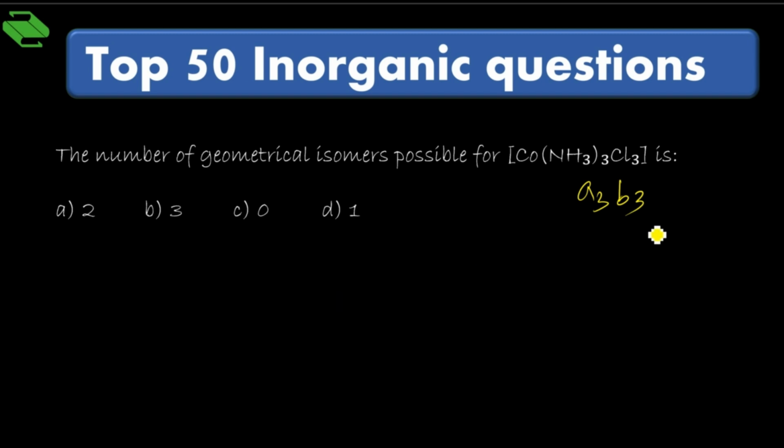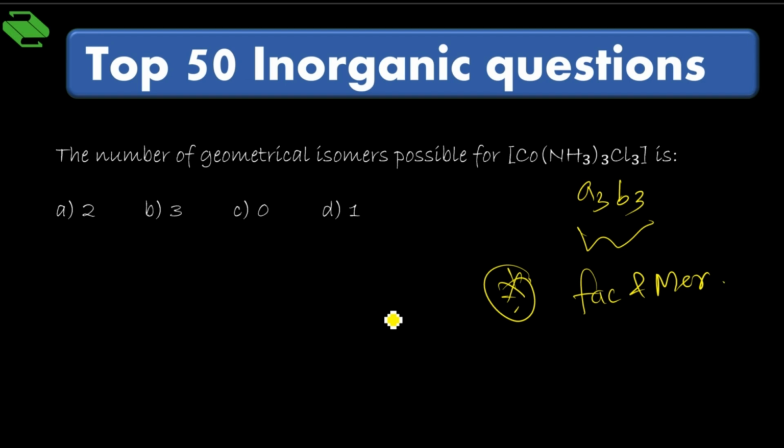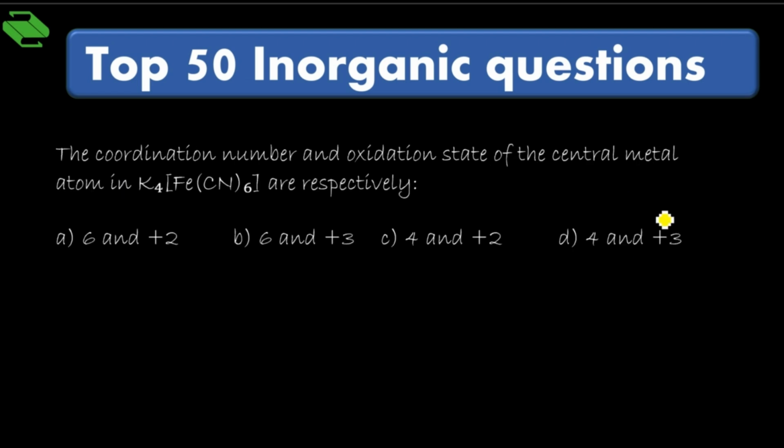Only they are asking for the geometrical isomer, that is facial and meridional isomer. This isomer is different and unique, so that's why the examiner is more inclined towards this type of question. So the answer to this question is option A.